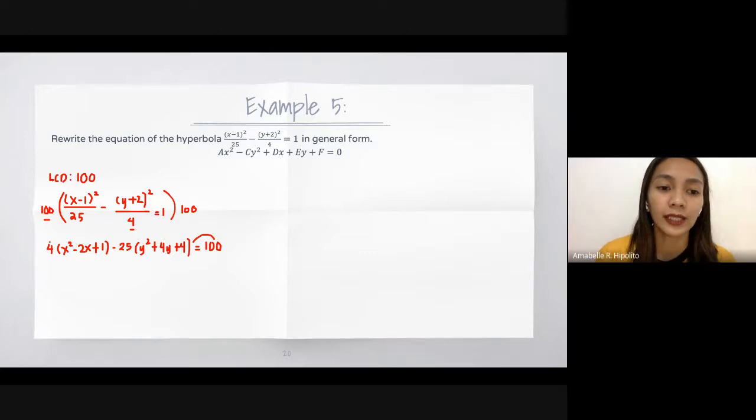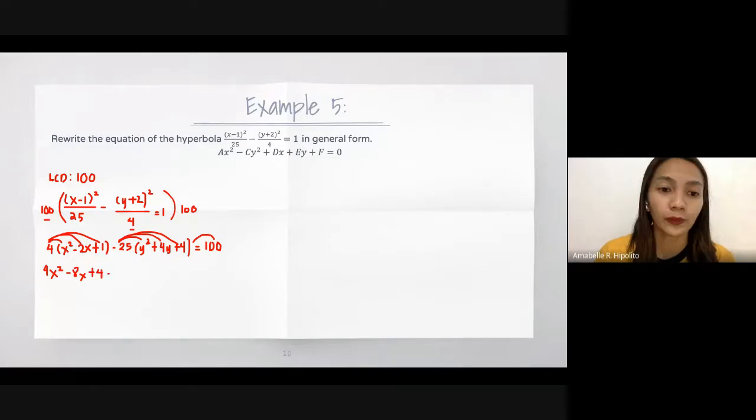So, we just multiply each term by 4, and multiply the other one by 25, each by 25. That is the distributive property. So, 4 times x squared is 4x squared. 4 times negative 2 is negative 8x. And 4 times 1 is positive 4.